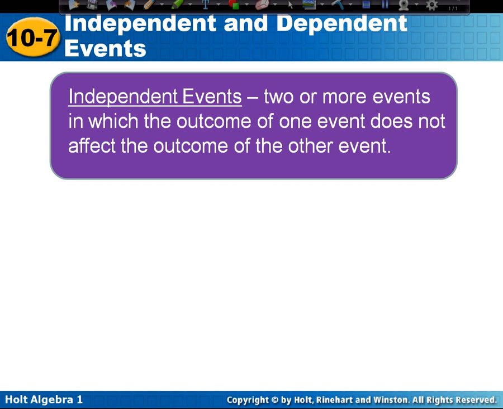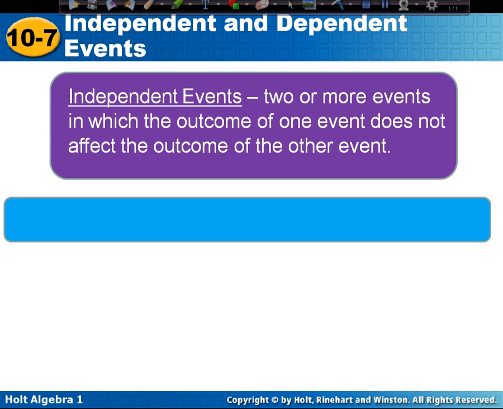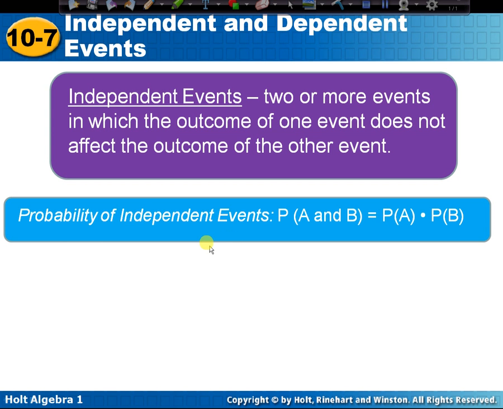Alright, so again, independent events, and you don't have to write what's in this box since you wrote down what was on the other slide. Two or more events in which the outcome of one event does not affect the outcome of the other event. It says the probability of independent events is the probability of A and B is the probability of A times the probability of B. I do want you to write down what's in the blue box. You do not have to write down what's in the purple box, but write down what's in the blue box. Probability of A and B is the probability of A times the probability of B. And that's the probability of independent events, meaning one does not affect the other.